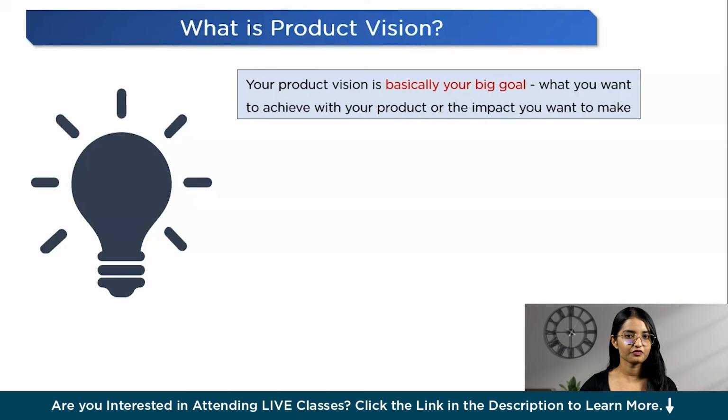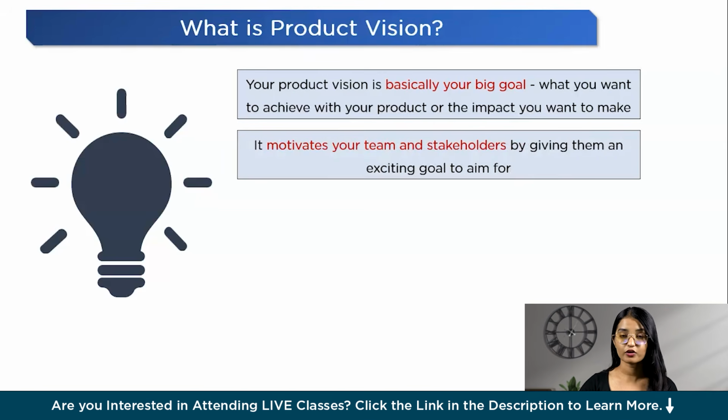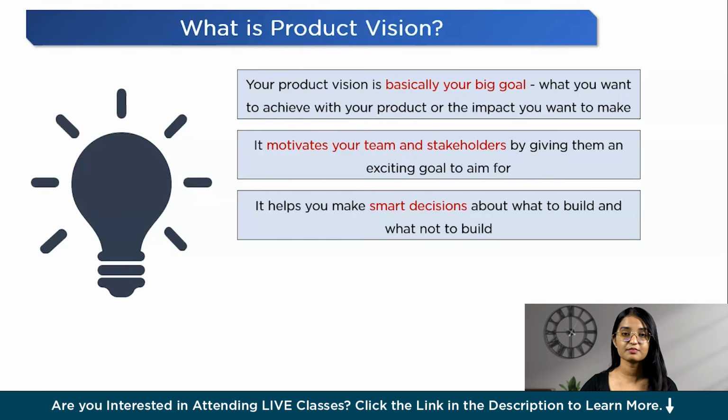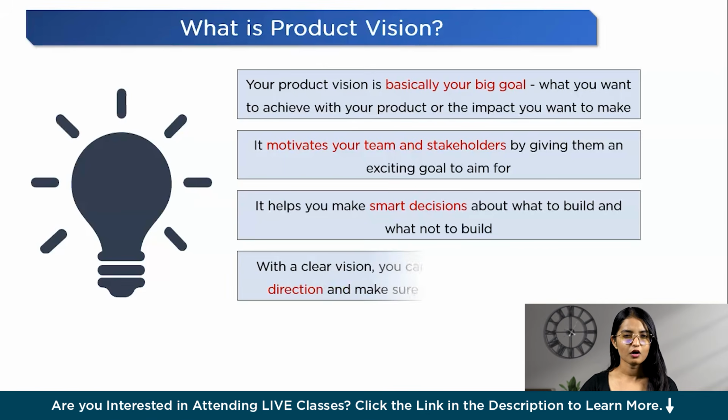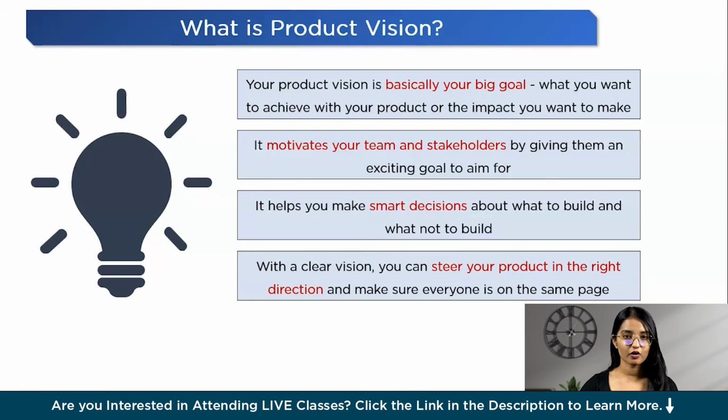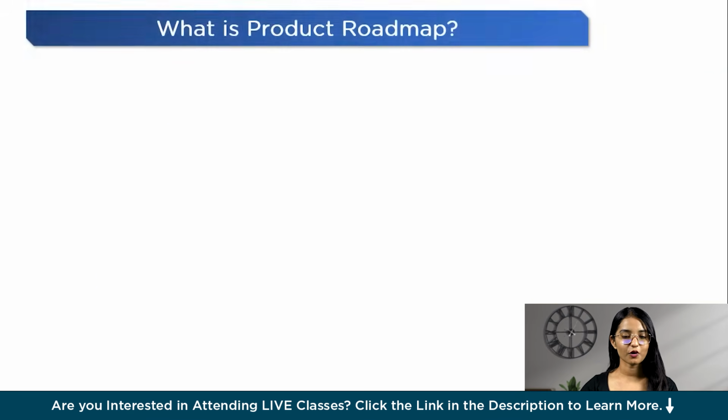Having a clear vision is very important in product development for 2 reasons. Firstly, it motivates your team and stakeholders by giving them an exciting goal to aim for. And it helps you to make smart decisions about what to build and what not to build. With a clear vision, you can steer your product in the right direction and make sure everyone is on the same page.